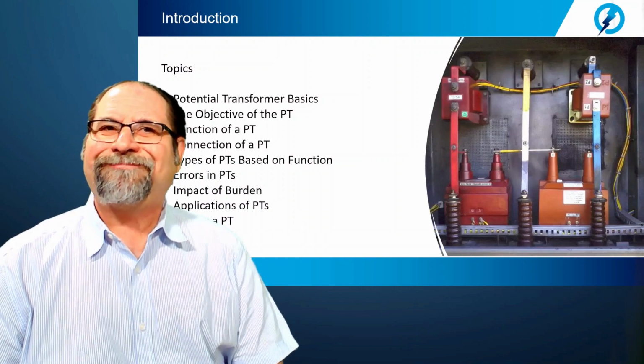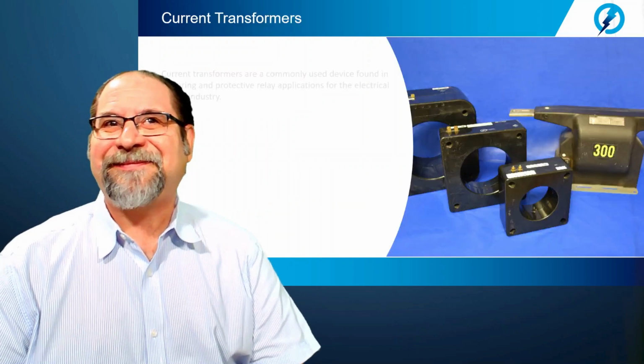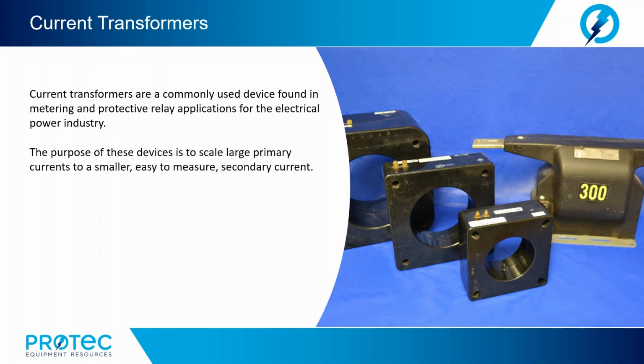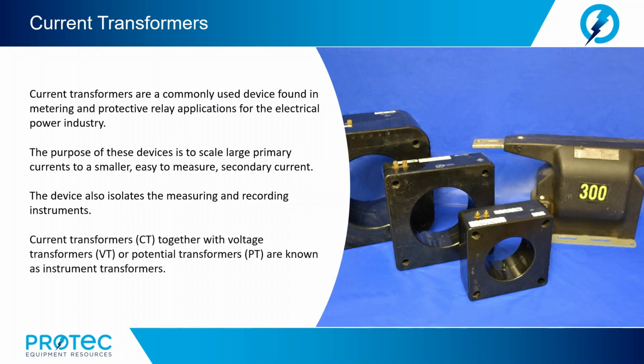All right, so let's get started. Now, current transformers are commonly used devices found in metering and protection relay applications for the electrical power industry. The purpose of these devices is to scale large primary currents to a smaller, easier to measure secondary current. The device also isolates the measuring and recording instruments. Now, current transformers, or CTs, together with voltage transformers or potential transformers, VTs or PTs, are all known as instrument transformers.